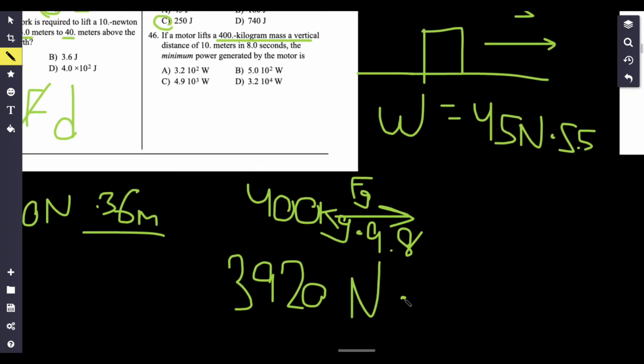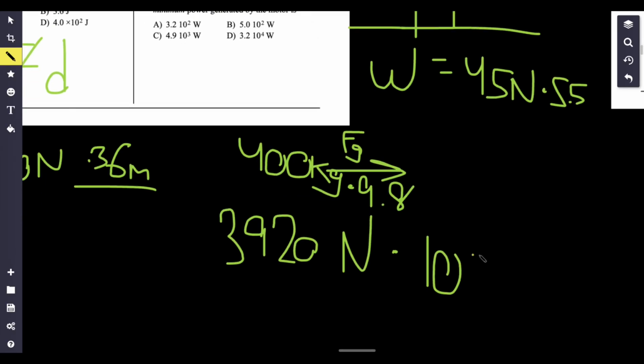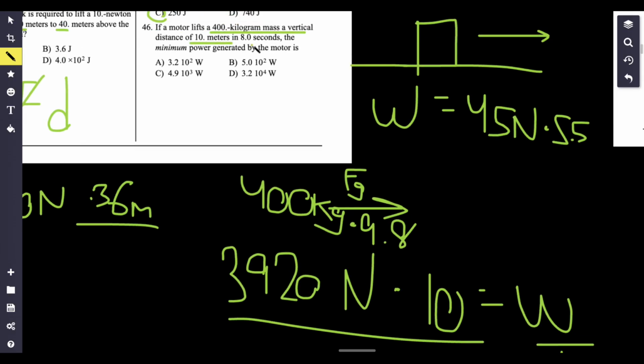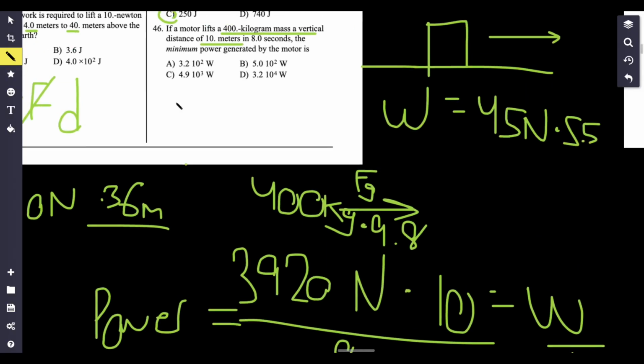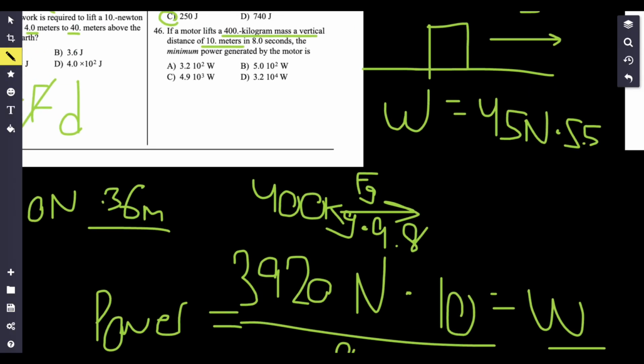Now, this is our force, the force of gravity. Force times displacement, 10 meters, is equal to work. And remember that work divided by time, 8 seconds, is equal to power, right? So everything here connects together. So 3,920 times 10 divided by 8, I get 4,900, and that's answer choice C.